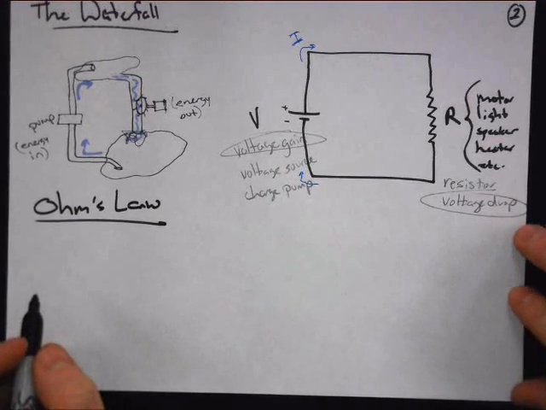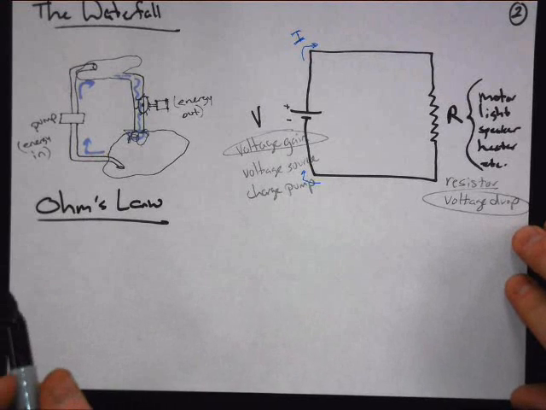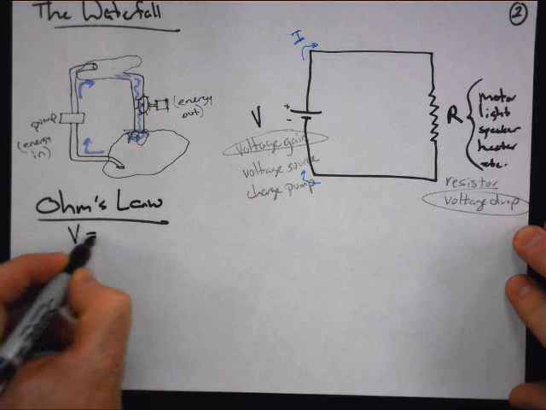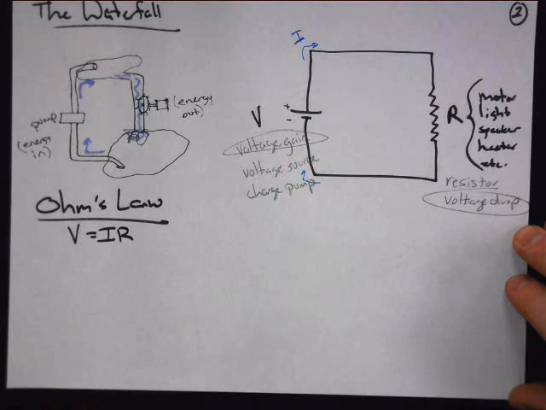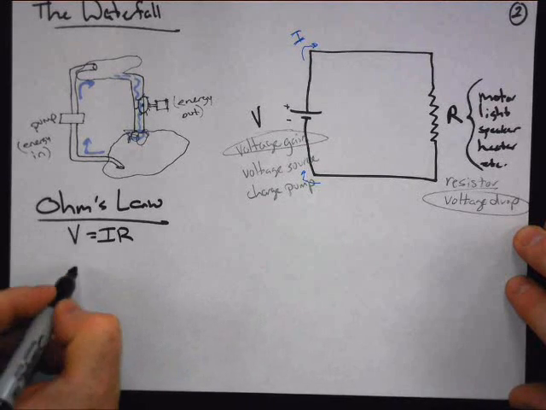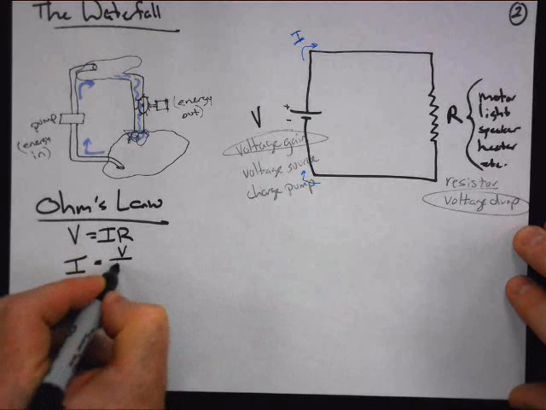Ohm's law is the relationship between voltage, current, and resistance. And basically we all know it as V equals IR. You know how I like to see it, but that's fine. Either way, this is going to be voltage divided by resistance.